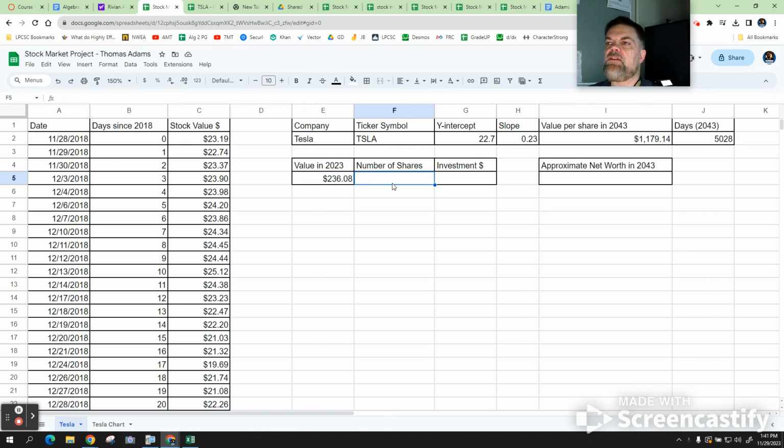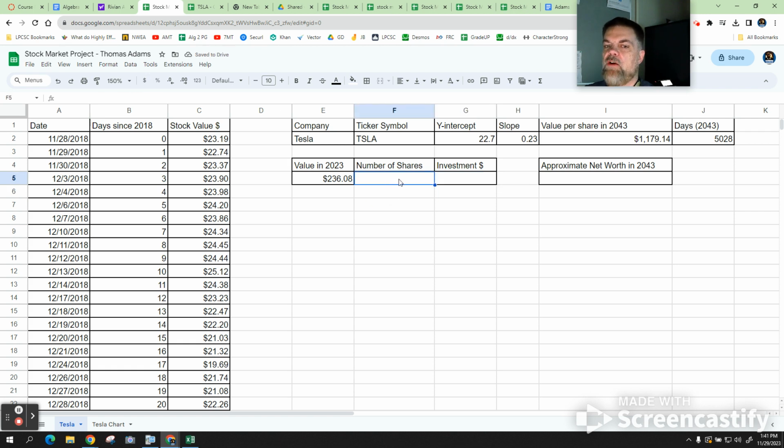So now the next thing we want to do is we're going to let the spreadsheet tell us how many shares of stock we can buy based on the current price. Does that make sense? So first, where it says investment, go ahead and click on there, and let's change that format to currency. The shortcut is this little dollar sign. Just click on that. You won't see anything, but it'll give you a dollar amount there.